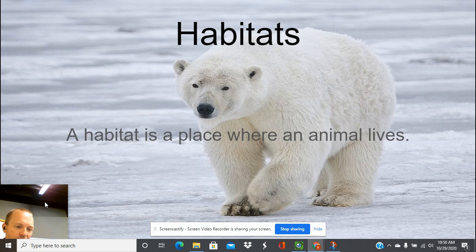A habitat is a place where an animal lives. So habitats hopefully will provide food, water, and shelter for animals. Now, not every animal can live in any habitat. There's different types of habitats. Some are cold, some are warm, some are wet, some are dry, some are in between, some have a lot of trees, and some don't. Some are mountainous and some are valley or flat areas like grasslands. So let's take a look.